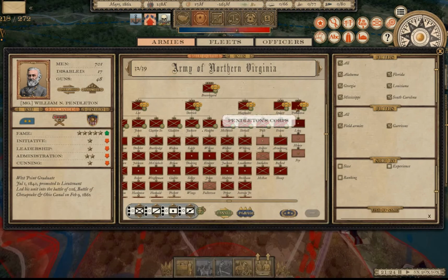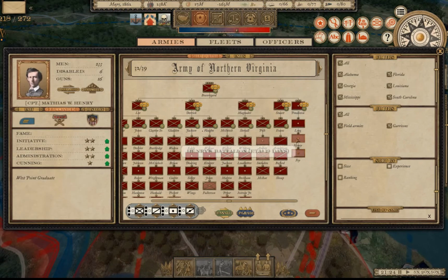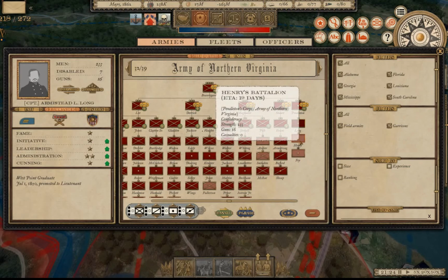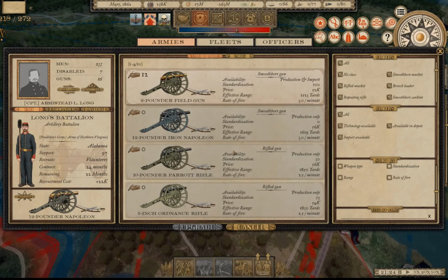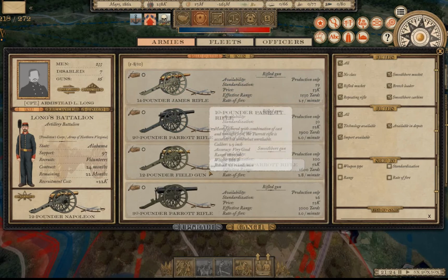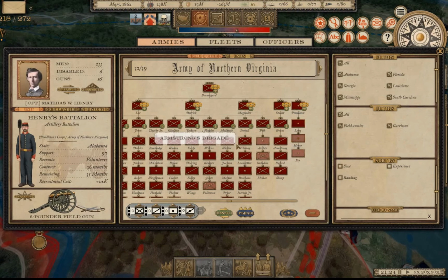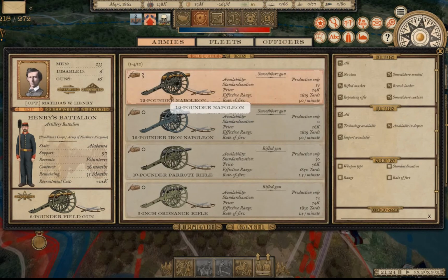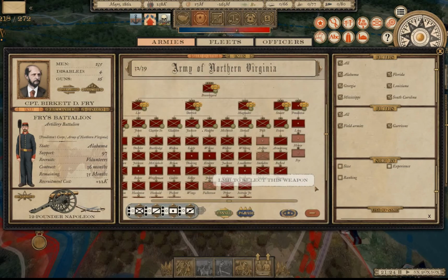Alright, so we created our artillery reserve for the Army of Northern Virginia. We've promoted William N. Pendleton as the commander of that unit, also giving some young captains an opportunity to man those guns. Let's take a look at what artillery upgrades we might have available. We don't have anything right now other than 6-pound field guns, but we will want to get these guns upgraded as soon as we can. We'll at least upgrade them to 12-pound Napoleons.